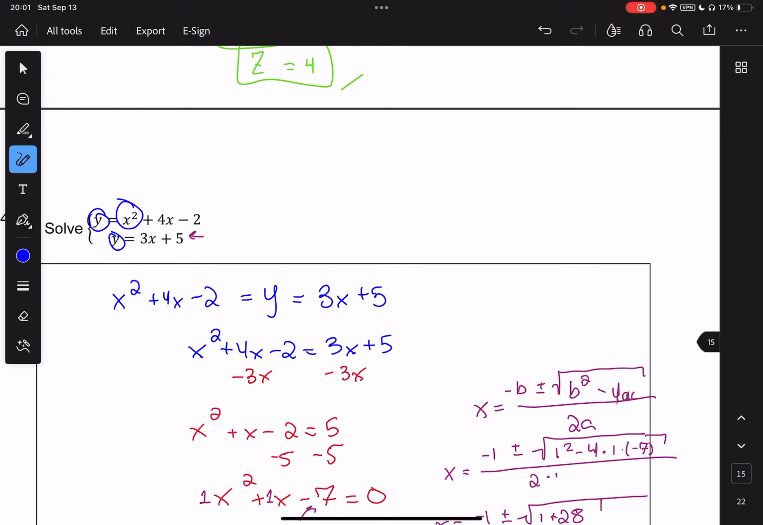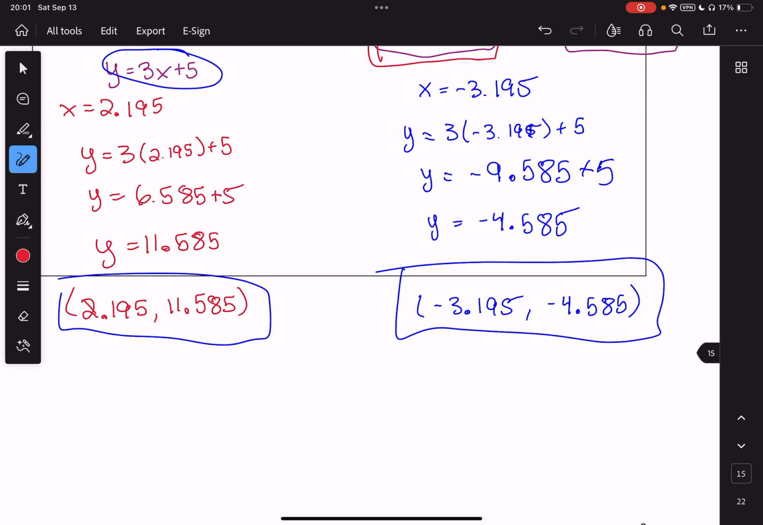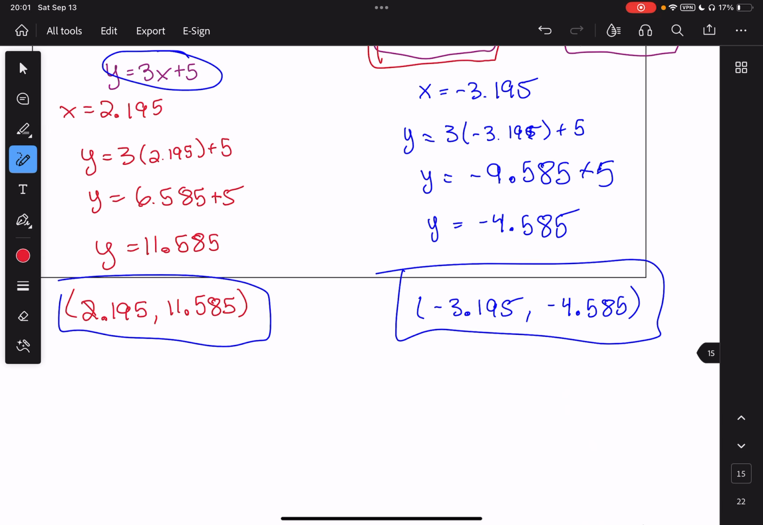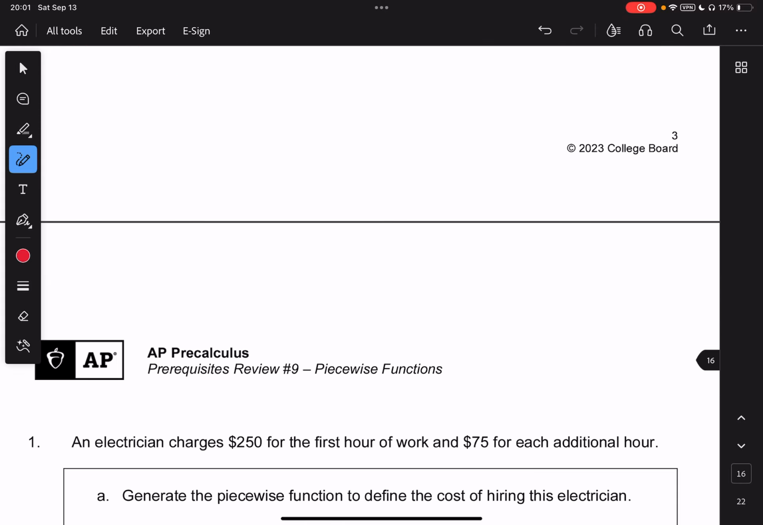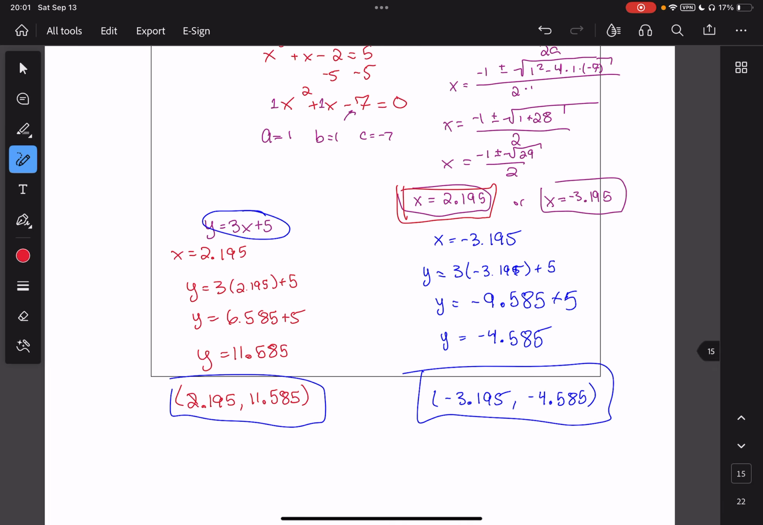And remember, x squareds are always going to be the U shape, either concave up or concave down. That's when we have positive x squared. This is when we have negative x squared. In this case it is positive, so we're going to have this one. So our line 3x plus 5 is going to look something like that. This is why we have 2 points, because it intersects twice. And these are our 2 points. And then the next prerequisite is 9. So we're going to stop this video here for 8, and then you can click the next link for video 9.